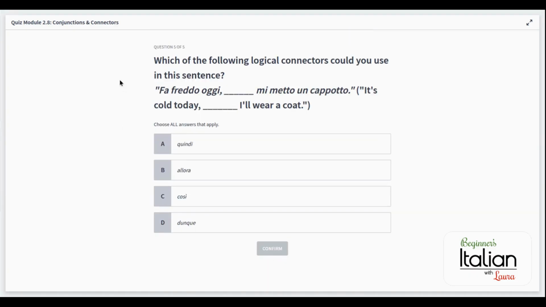And number 5. Which of the following logical connectors could you use in this sentence? Fa freddo oggi, blank. Mi metto un cappotto. It's cold today, blank. I'll wear a coat. Choose all answers that apply. A. Quindi. B. Allora. C. Così. Or D. Dunque.